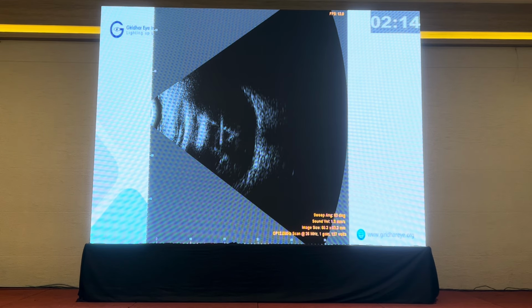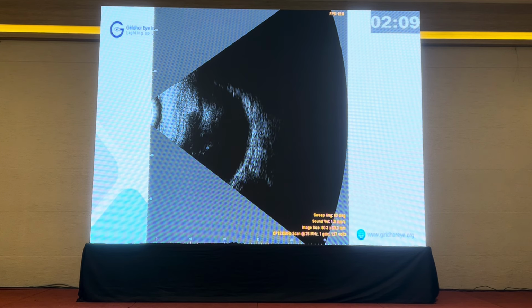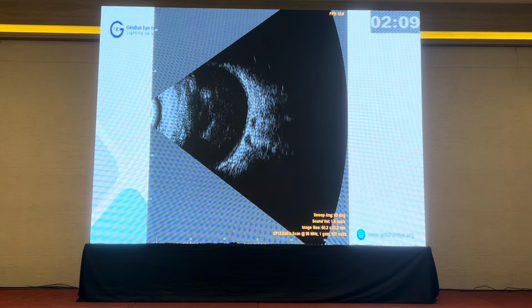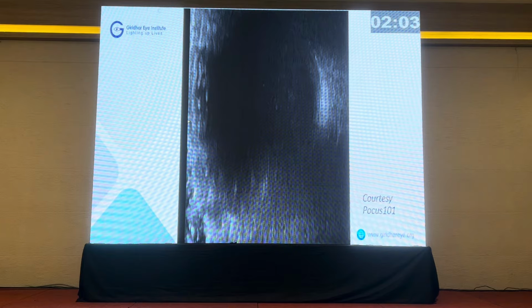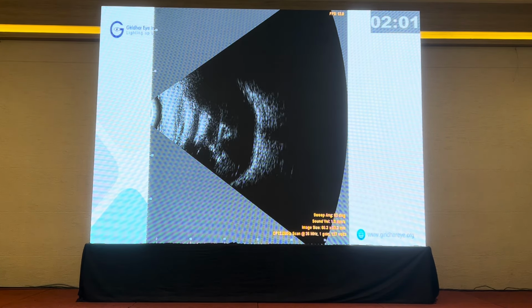This is another case which had undergone silicone oil removal elsewhere, and following this, the patient developed some trauma and had pain in the eye, for which she was examined again.